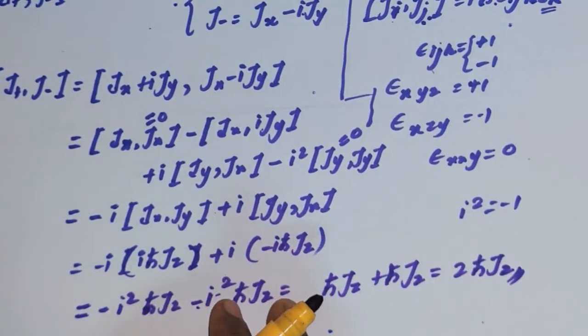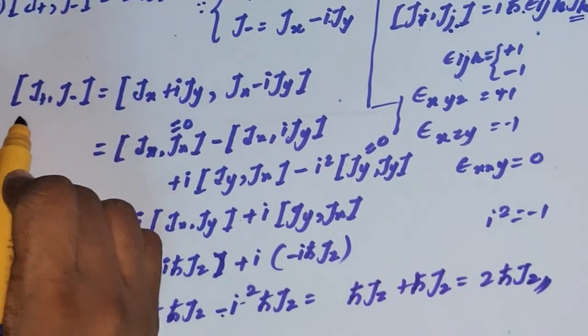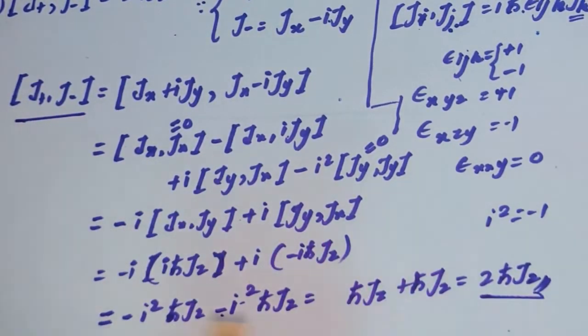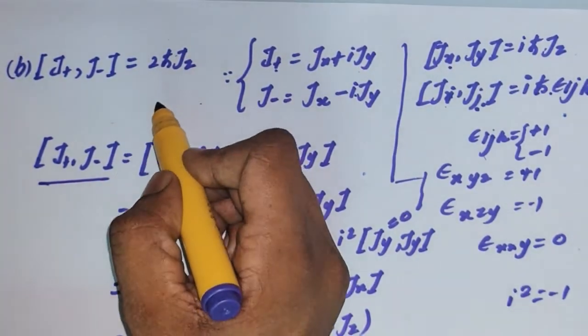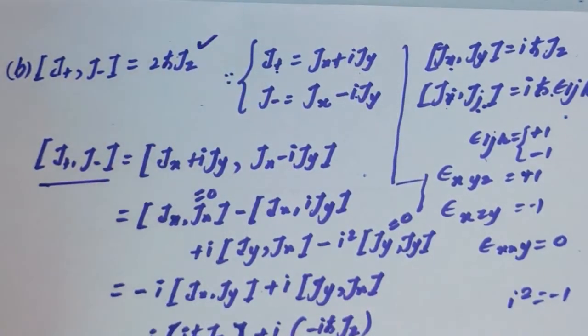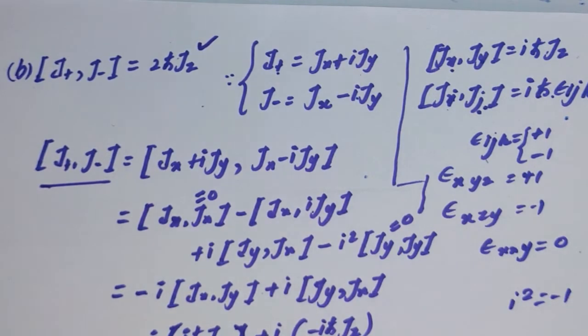So this is also right. We started from [j plus, j minus], and we end up with the answer 2 h-cut jz. So B is also right in the given quantities. Now we need to find the third one, C.